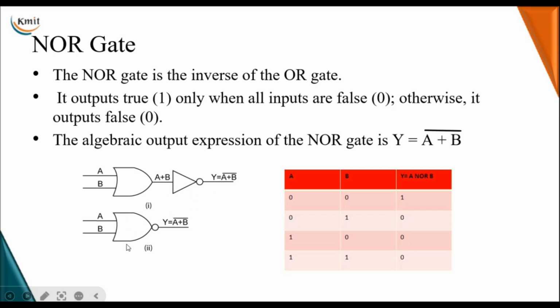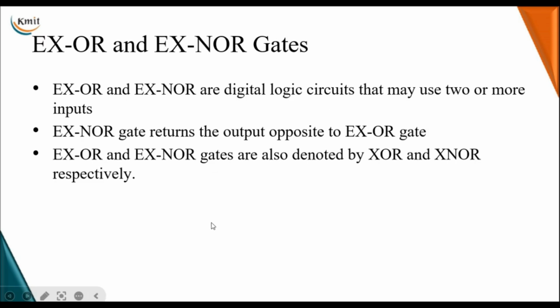Instead of that, the actual logical symbol has the output of the OR bubbled. So we obtain the logical symbol of your NOR gate. With this NOT connected at the output of your OR, Y is equal to (A OR B) whole complement.